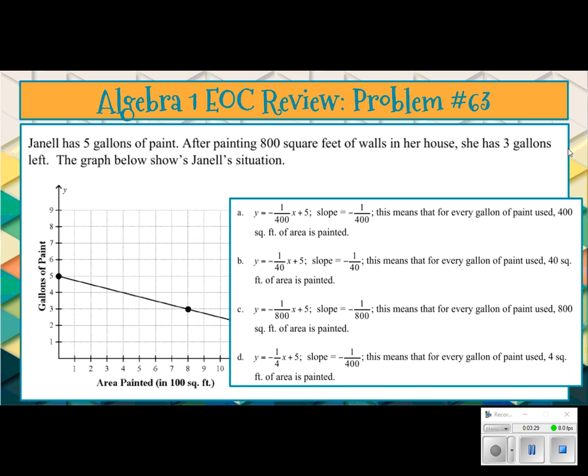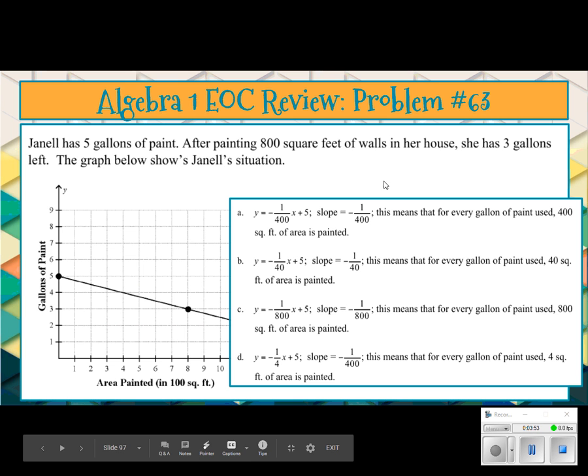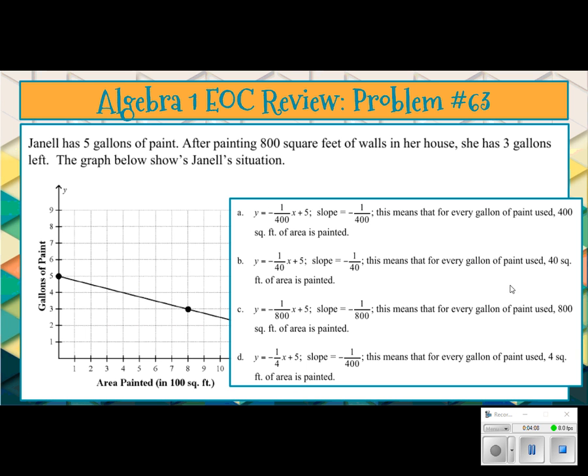Here's problem number 63. Janelle has 5 gallons of paint. After painting 800 square feet of walls in her house, she has 3 gallons left. The graph below shows Janelle's situation. So they want us to try to figure out the equation. I guess that would have been helpful to have the equation of this line. So what is the slope, and then what does the slope mean?